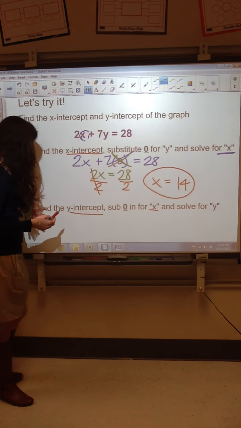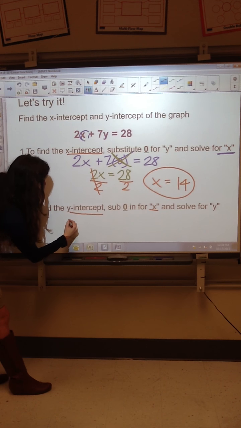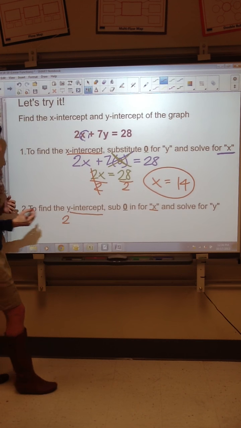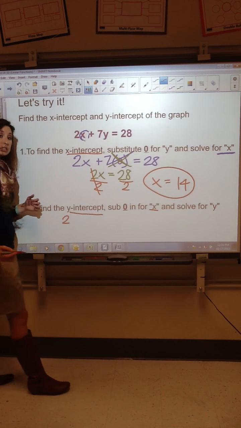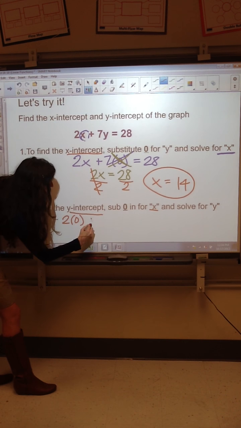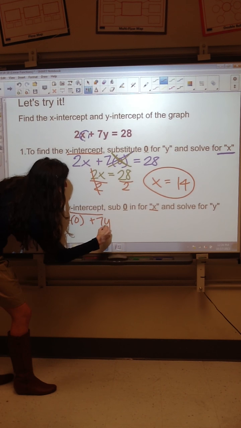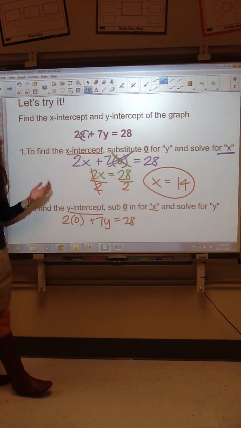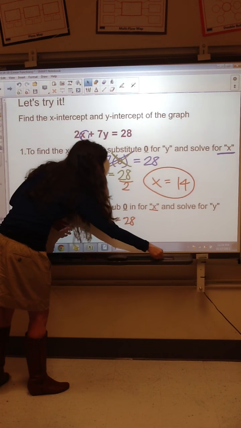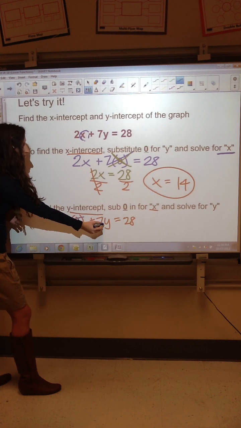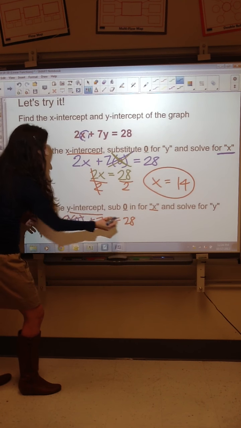I'm solving for y. So we're going to rewrite 2x... Uh-oh, I'm not even putting x, because what am I substituting for x? 0. So 2 times 0 plus 7y equals 28. Well, 2 times 0 is just 0. Okay, all I have now is 7y equals 28.